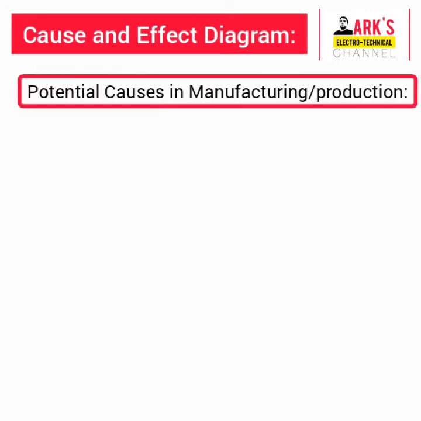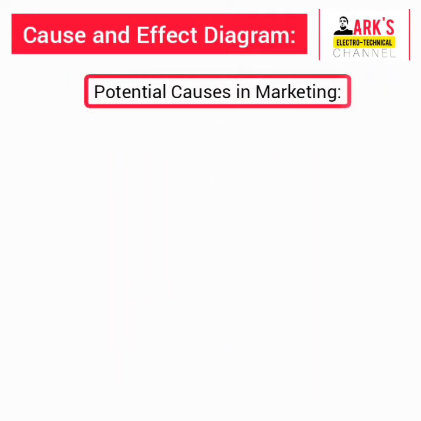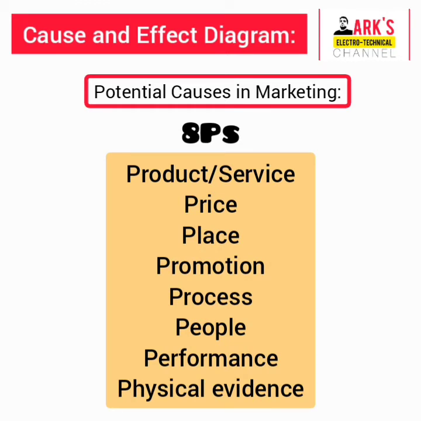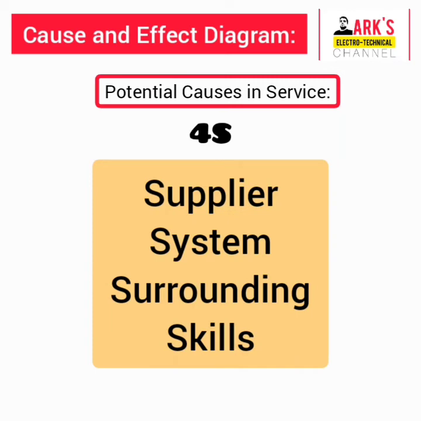For manufacturing industries or products, the causes could be among 6 M's, meaning man, machine, method, mother nature or environment, measurement and material. For marketing problems, the causes could be among 8 P's. Those 8 P's are product or service, price, place, promotion, process, people, performance and physical evidence. For service industries, the causes could be among 4S: suppliers, systems, surroundings and scales.